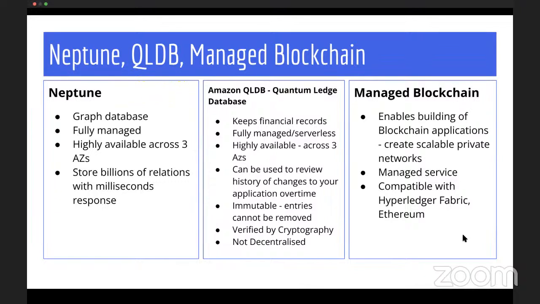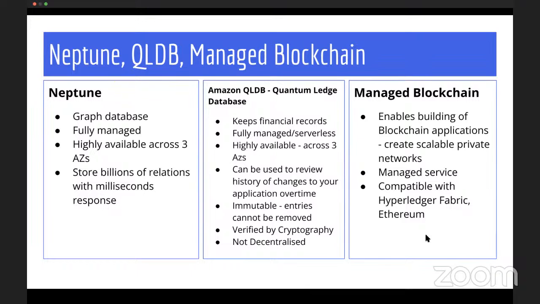It provides this for you, and then you can go in and do whatever you want with your database. The next is Amazon QLDB. That refers to quantum ledger database. So basically, you know what the ledger does? It helps you keep financial records. It is fully managed and serverless, highly available.